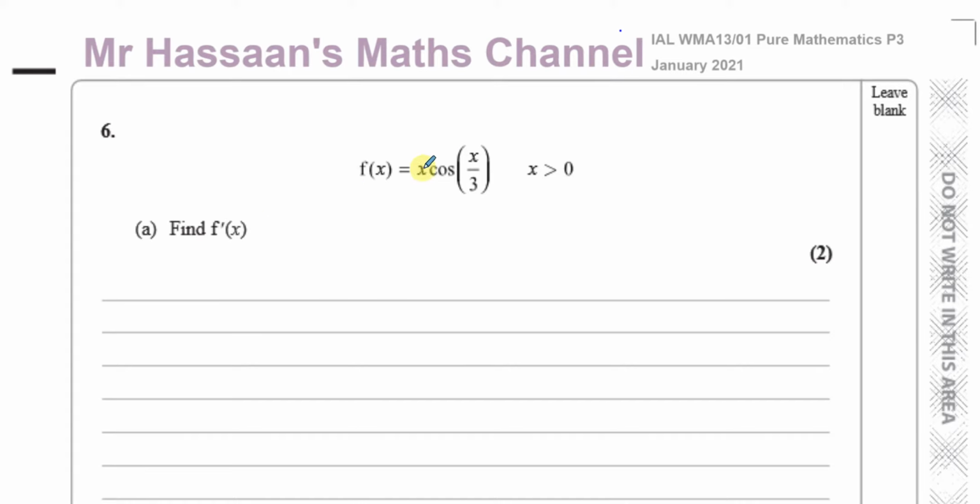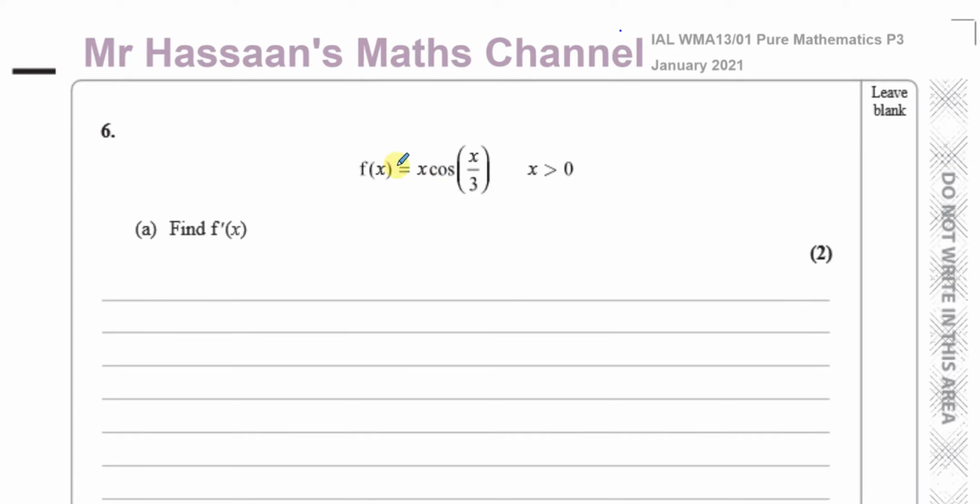And you've got f of x equals x times cosine of x over 3, x is greater than 0, and we've got to find the first derivative f dash of x. In order to do that, we need to check what type of problem we have here. We see we have a product of two separate functions which are not related in any kind of way, so we have to use what's called the product rule.